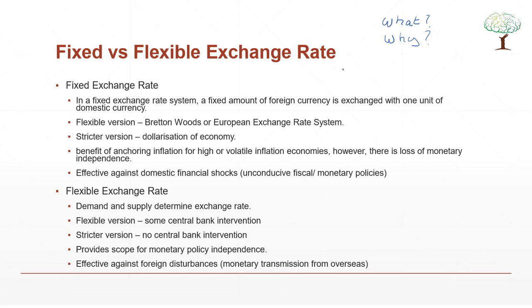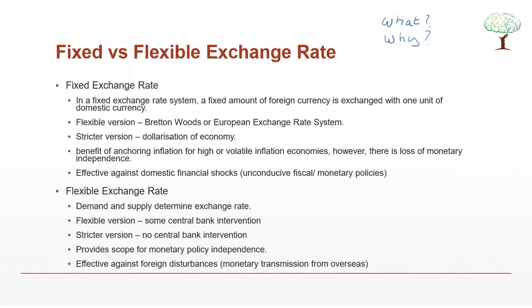A fixed exchange rate, on the other hand, does have the benefit of anchoring inflation, or very high inflation, and this is especially beneficial for economies that are not known to have very good domestic policies, whether those be fiscal policies or those be monetary policies. In today's day and age, when there are more likely foreign disturbances, flexible exchange rate has become a more prominent form of exchange rate mechanism the world over.